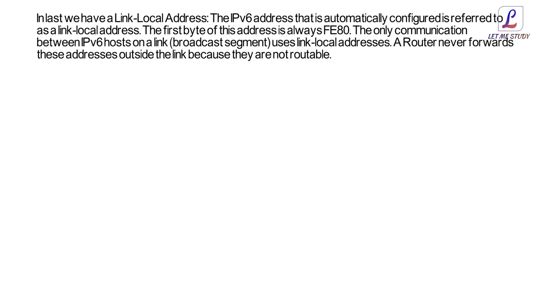Lastly, we have a link local address. The IPv6 address that is automatically configured is referred to as a link local address. The first bytes of this address are always FE80. The only communication between IPv6 hosts on a link broadcast segment uses link local addresses. A router never forwards these addresses outside the link because they are not routable.